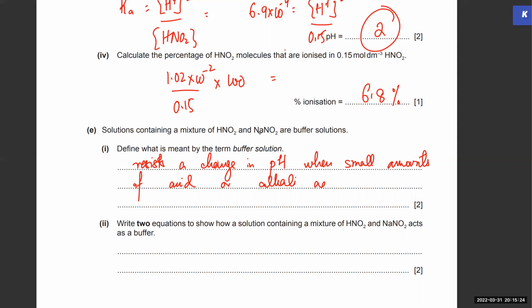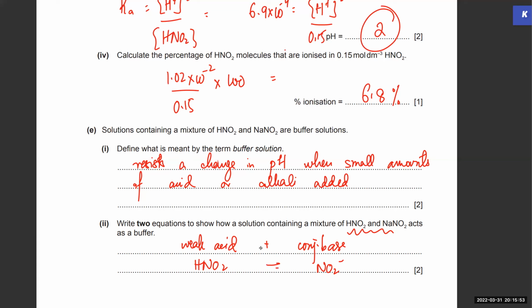And how is a buffer solution formed? The buffer solution is formed when you mix a weak acid, usually a weak acid, in this case HNO2, with its conjugate base or its salt. The conjugate base in this case would be NO2- ions. So you mix these two things, and it's going to form a buffer solution.